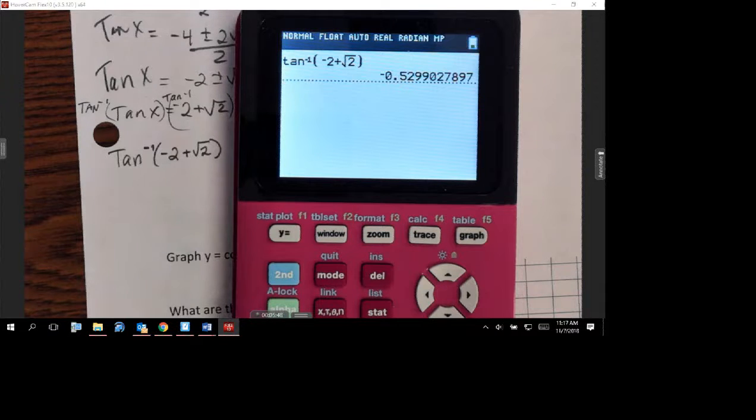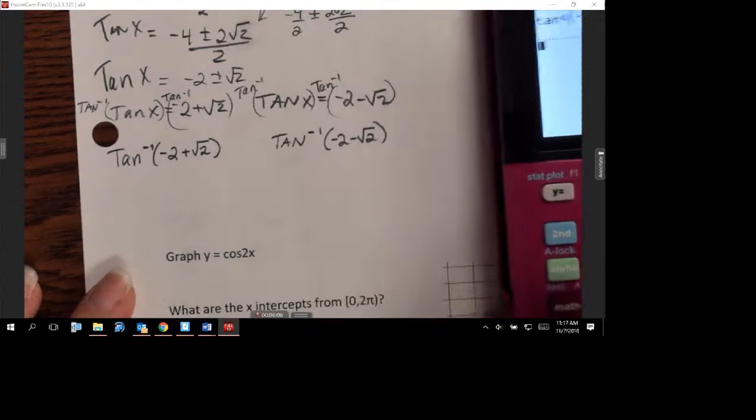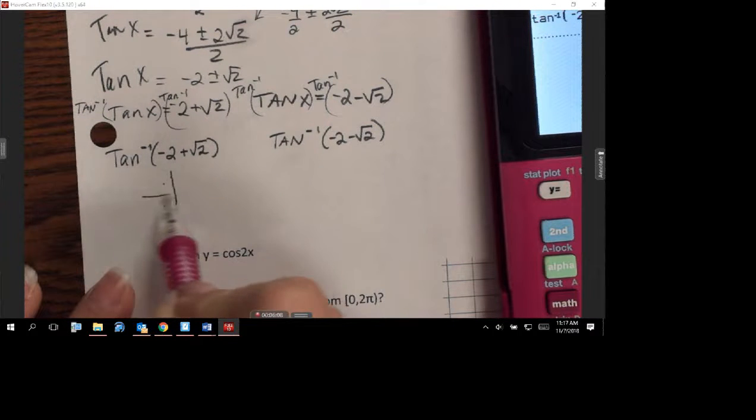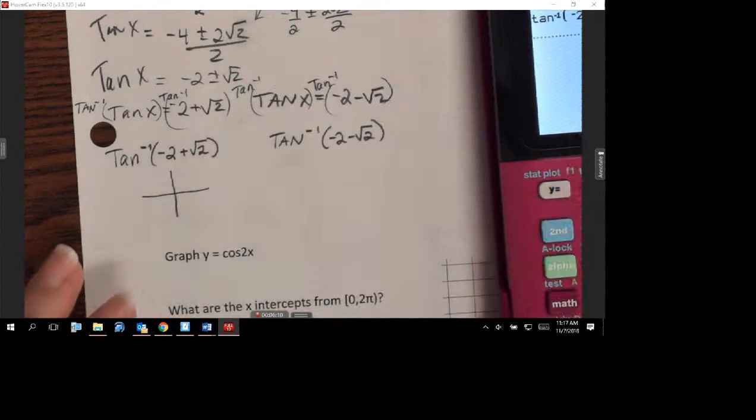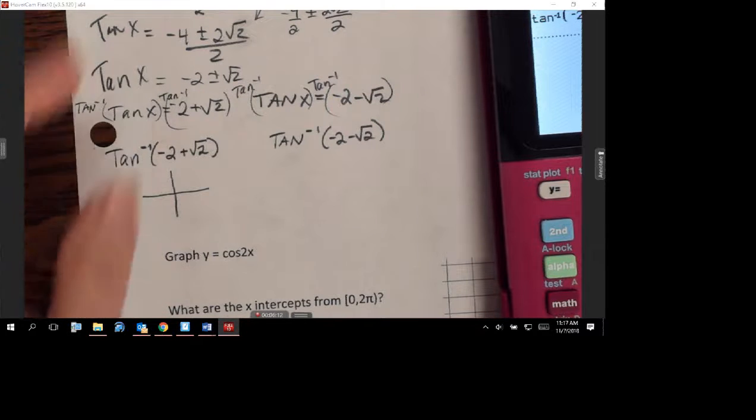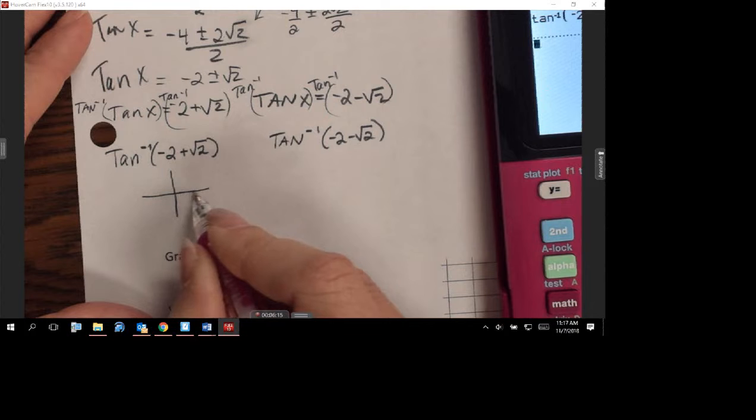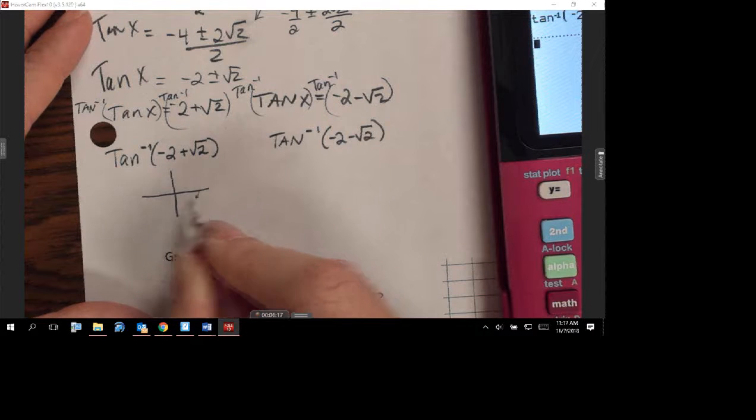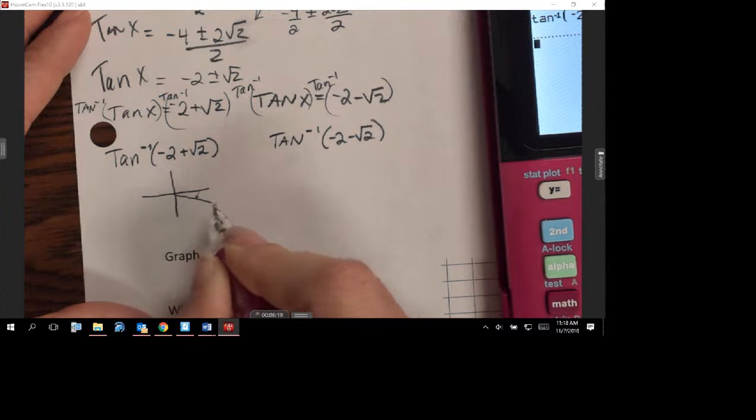Okay, so now, this is not an answer, because it has to be positive. Your answers have to be between 0 and 2 pi. So what we did when we did this before is we drew a picture. We said, all right, if it's negative 0.5299, that is going to go in a clockwise direction, negative 0.5.